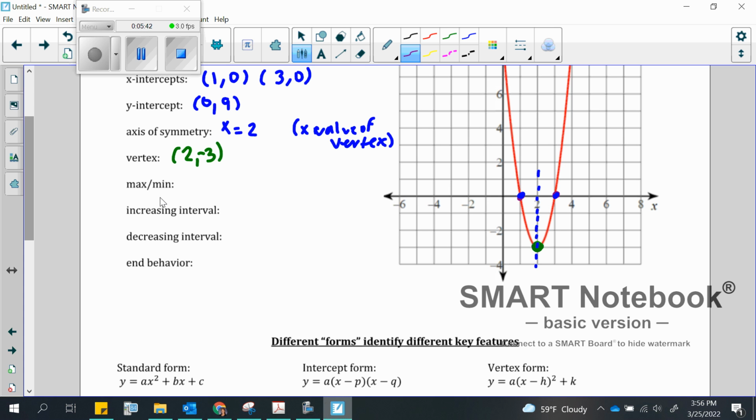Max and min. So in this case, I'm going to circle which one it is. So we said that it only has one and it has a minimum. This one does not have a maximum. That minimum is the vertex. So 2, -3. Easy enough there.